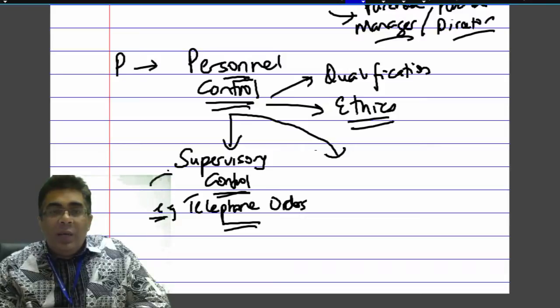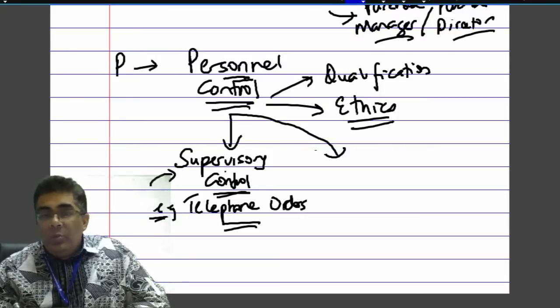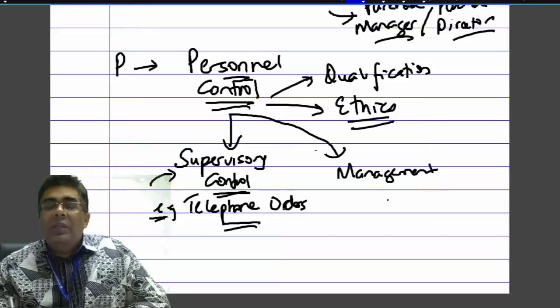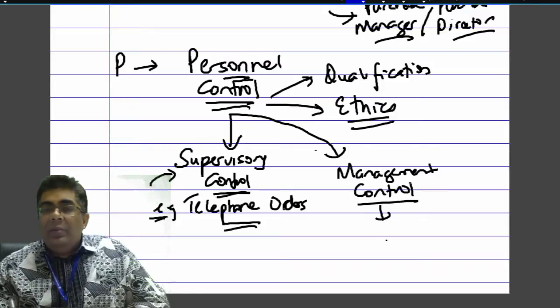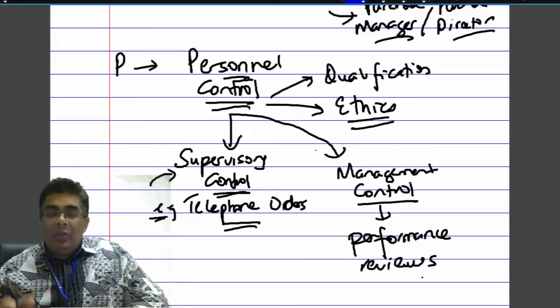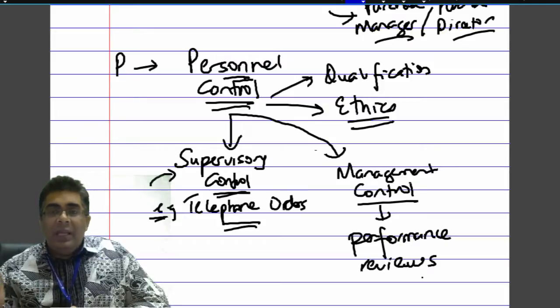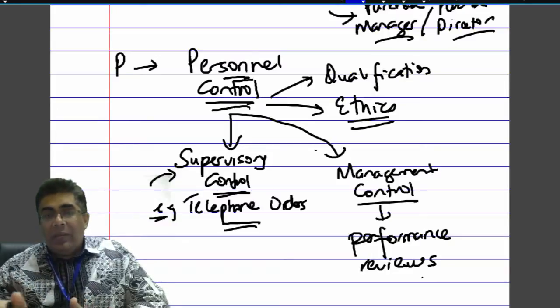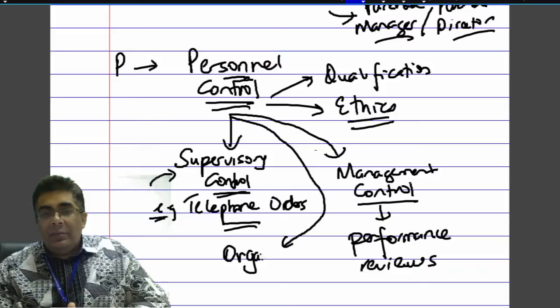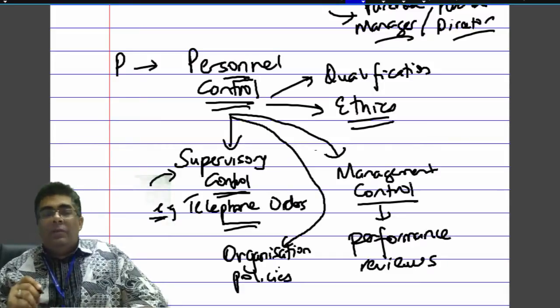So what do you do? You put supervisors on top of your personnel, so you can put supervisory control. You can also put management control. How does management control the personnel? Through performance reviews. They make sure that at the end of every 3 months or 6 months, they conduct the performance evaluation. This will keep the employee in check. All right, and then you can also have policies. You have organization policies. Okay, so you have your personnel control.